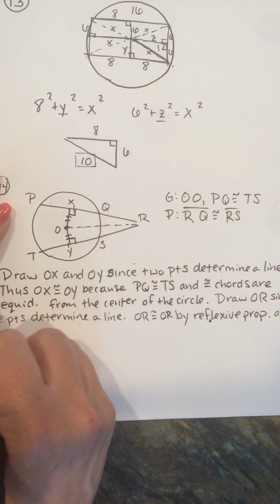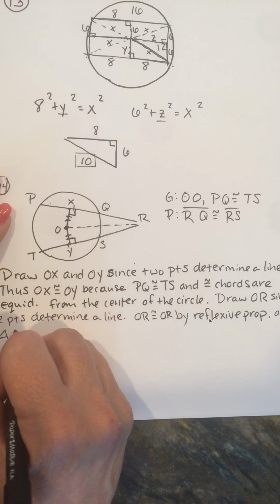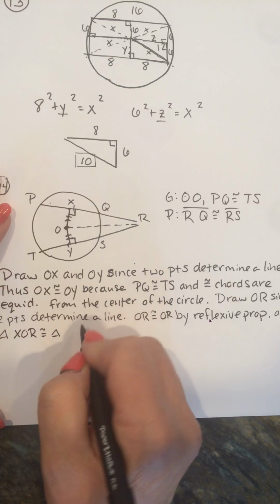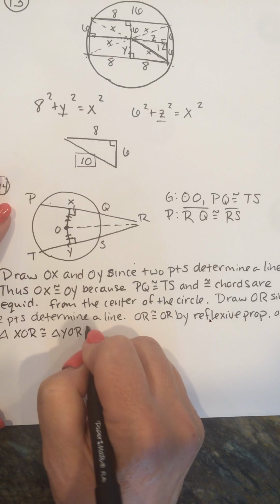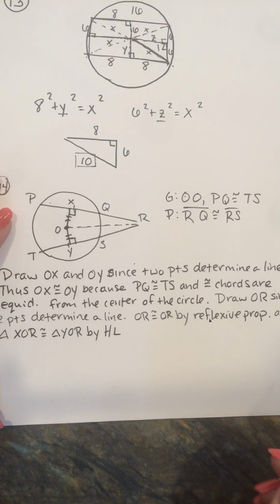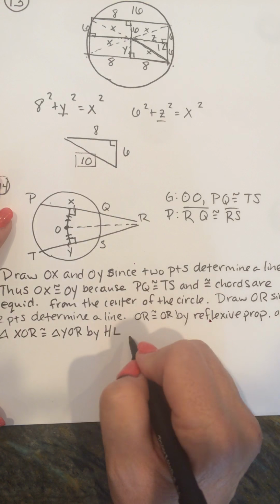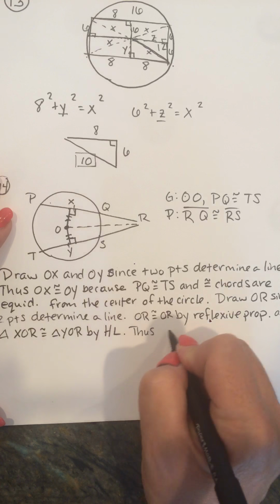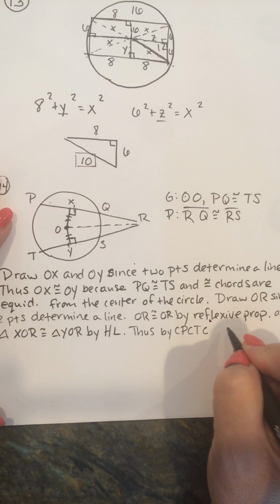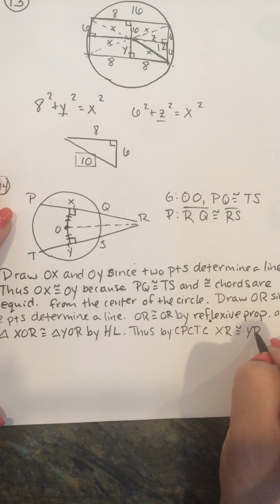And triangle XOR is congruent to triangle YOR by HL, right? Thus, by CPCTC, XR is congruent to YR.